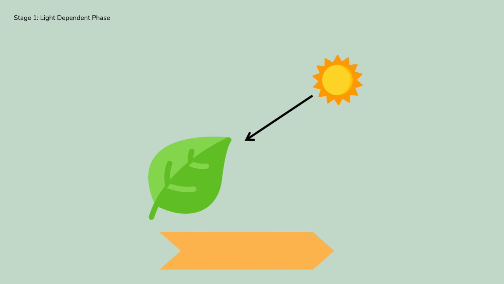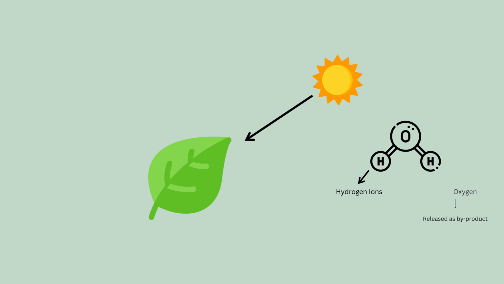These electrons can then pass through a transport chain, where the energy molecule ATP is produced. Energy is also used for photolysis, meaning the splitting of water. In photolysis, the H2O molecule is broken down into oxygen, which is released as a byproduct. The hydrogen ions left are picked up by a coenzyme called NADP, forming NADPH.